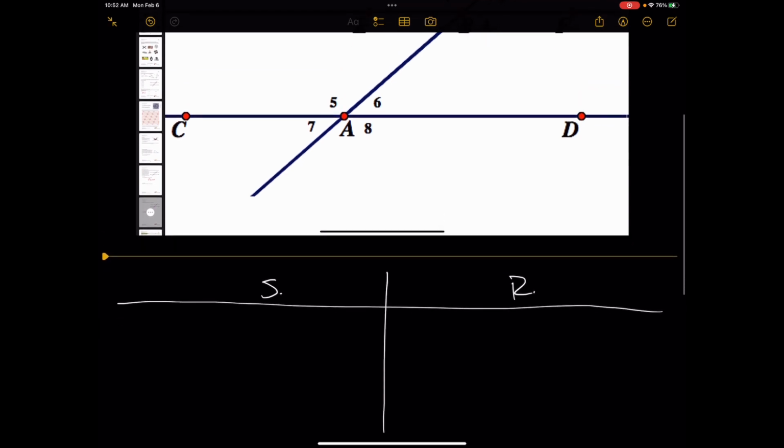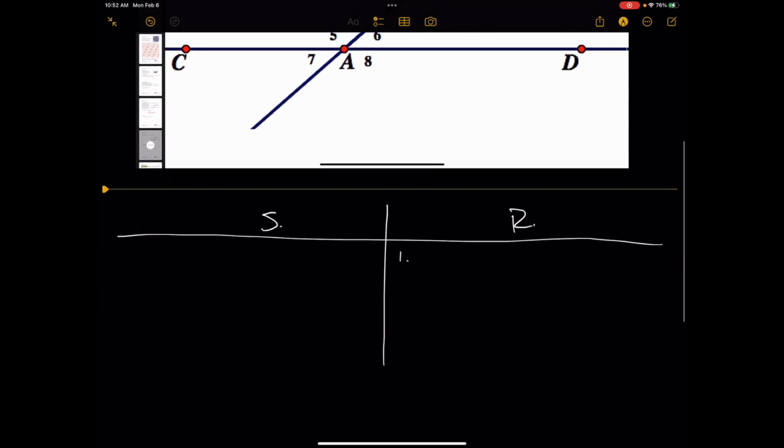So what's the given? Line BF is parallel to line AD. Okay, number 1, given.